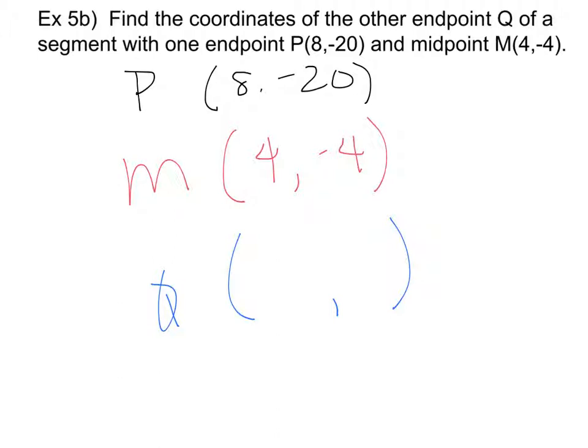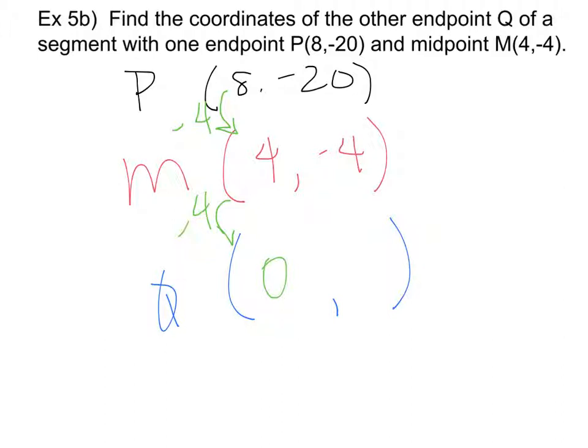Then I'm going to say, okay, what can I add to 8 to get 4? Or in this instance, what can you subtract? A -4. So if the midpoint's in the middle, and I have to go -4 to get from 8 to 4, then that's the exact same thing that you're doing to get to Q. So Q in this instance is 0 for my endpoint.